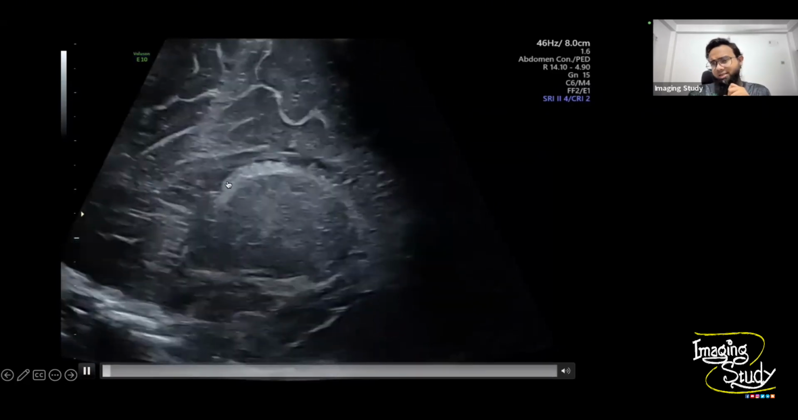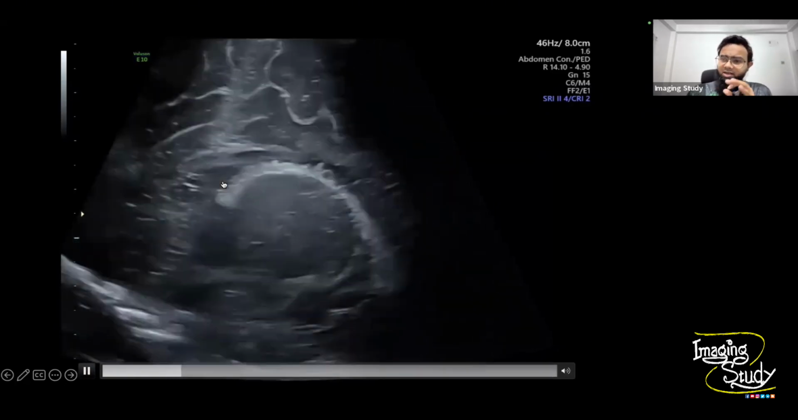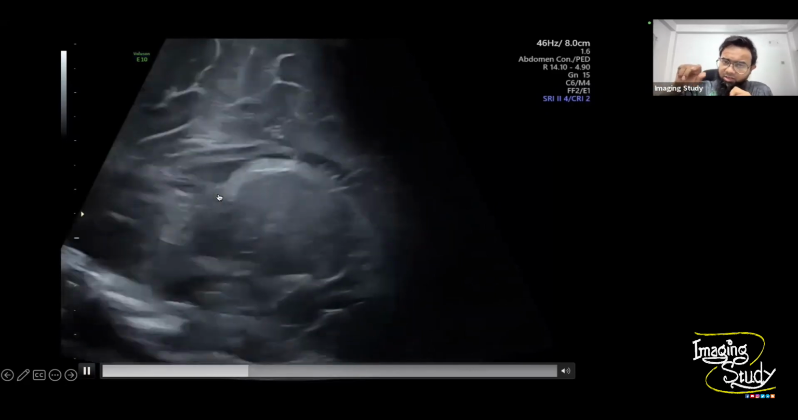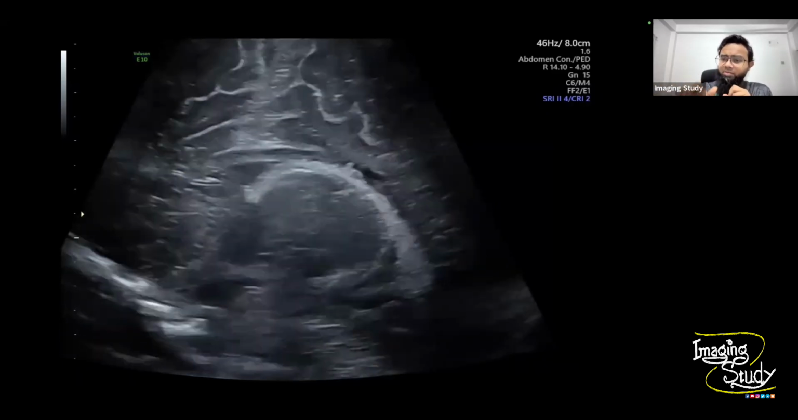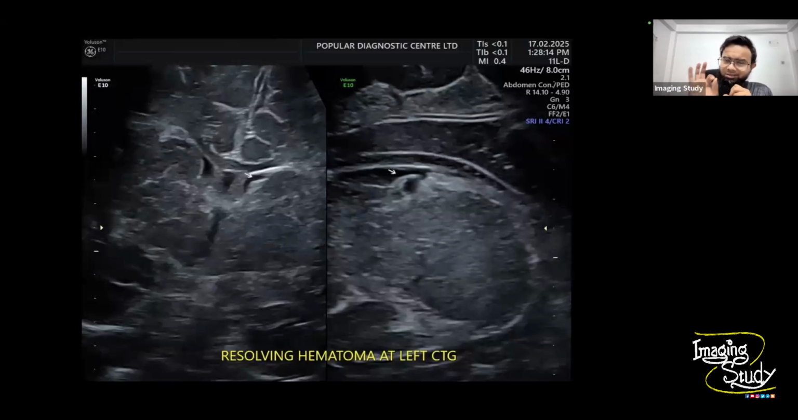I can't ignore this cystic area actually. This cystic area at the caudothalamic groove having a thick echogenic wall is nothing but the resolving hematoma. So whenever you see a cystic area at the caudothalamic groove, not within the choroid plexus, with a thickened echogenic wall, it's the resolving hematoma. It's very common in neonates, but it's quite uncommon in a 9 month old baby. I don't know the reason for this situation, but this is the resolving hematoma at the left caudothalamic groove.